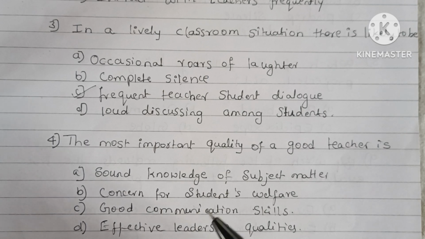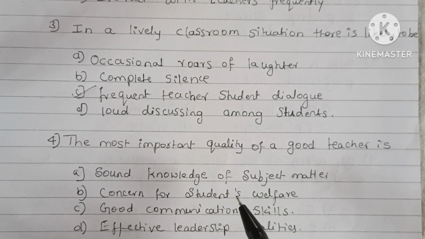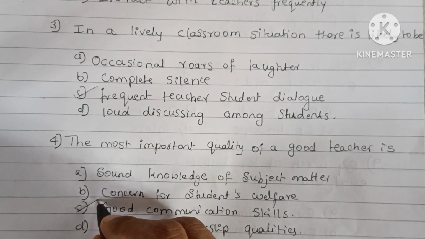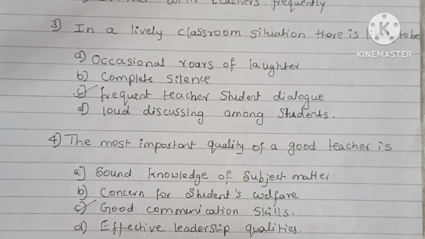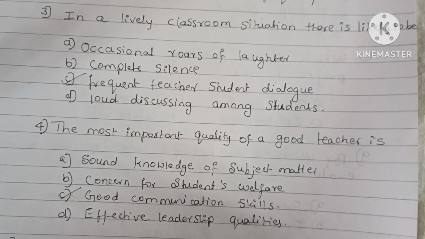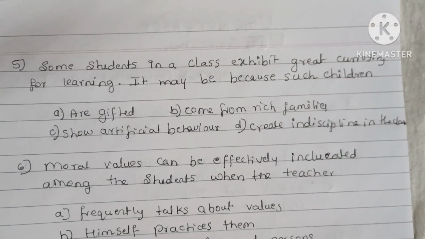The student should feel free to discuss doubts with the teacher. The teacher should ensure approachable behavior towards the students. So, the first and foremost quality of a good teacher is good communication skills. So, option C is the right answer. Next, come to fifth question.